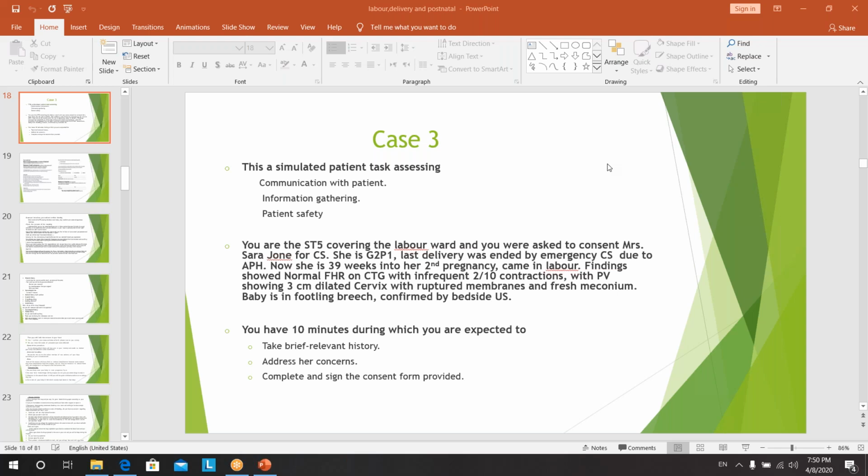She is prompted not to insist or refuse, because we wanted to assess the candidate on how he takes consent for the cesarean section.